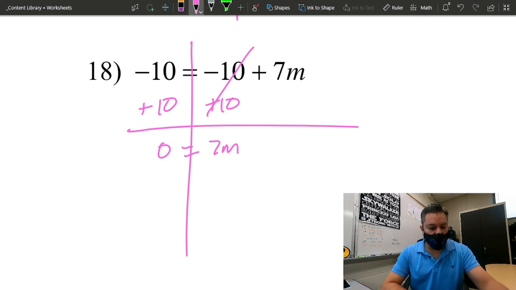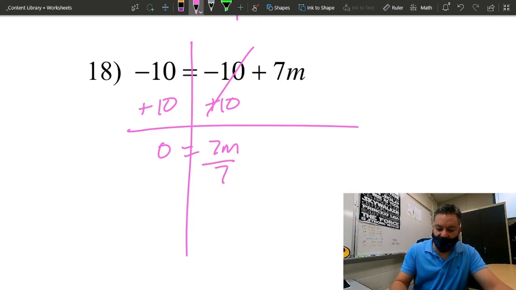We're going to divide by what? By 7. So we've got to divide by 7. What you do to one side, you do to the other one. So m equals 0.